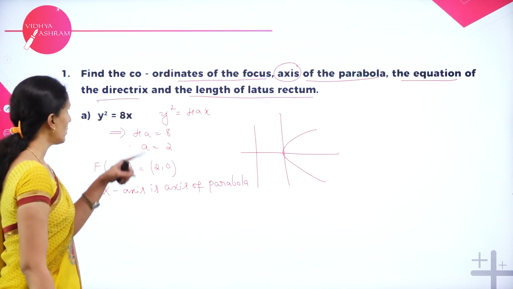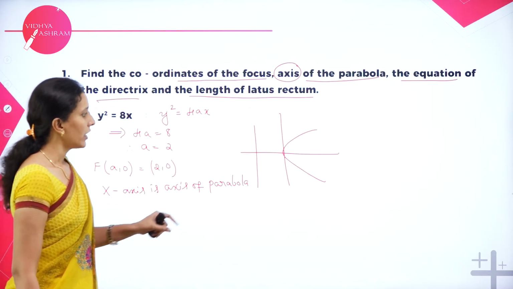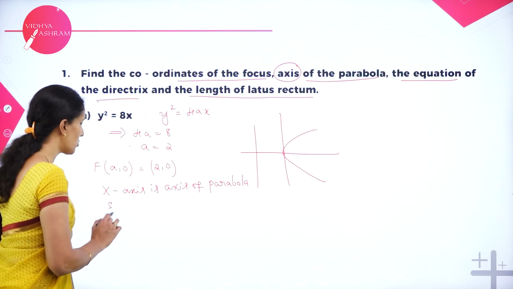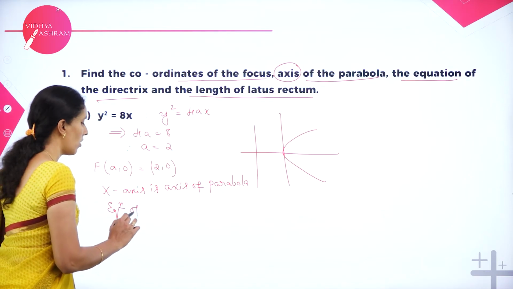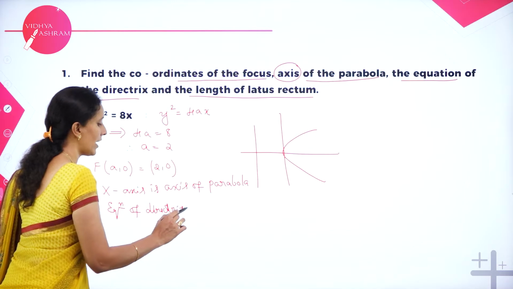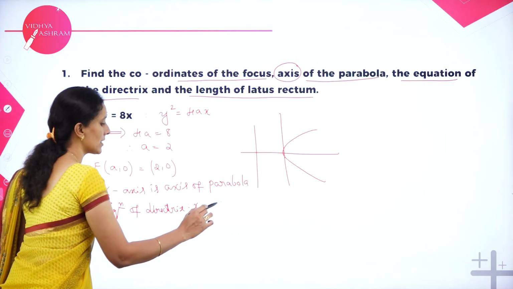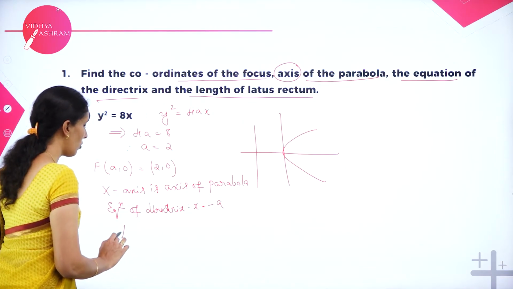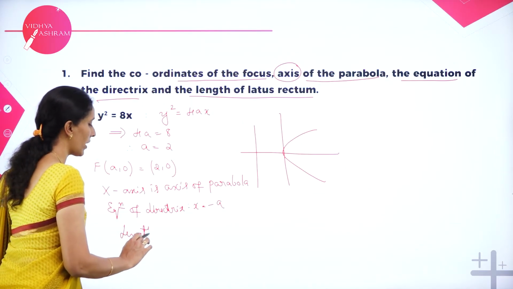Next, we need to find out the equation of directrix. If focus is at a distance a, then obviously the equation of directrix is on the negative side of x-axis. So therefore, we write it as x is equal to minus a. Next, we need to find out the length of latus rectum. So the length of latus rectum is always 4a.